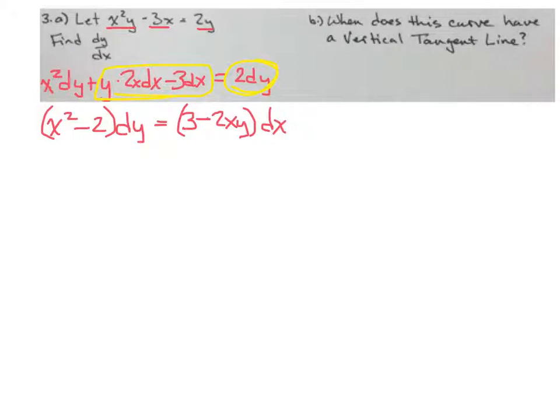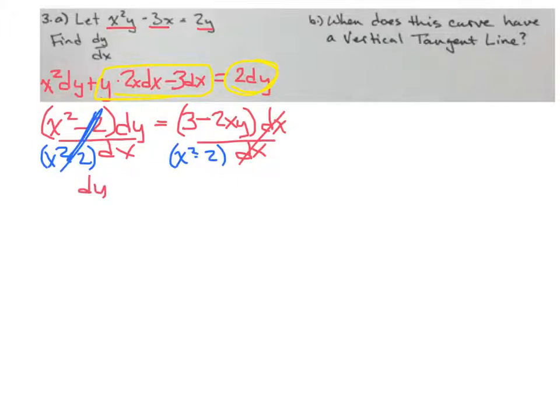Now, just a little bit more algebra. I'll divide both sides by the dx to get that off of here. And then I'll divide both sides by this x squared minus 2. And that'll get these ones to cancel. So then we'll have our answer of dy/dx is equal to (3 minus 2xy) over (x squared minus 2).